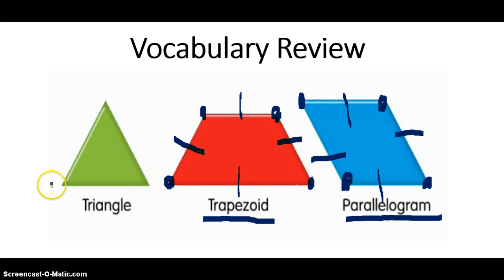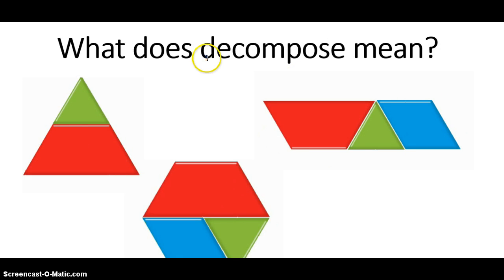Now the reason why we're going over these terms is because I want you to name the shapes by their name, but I also want you to take a look at the attributes. I want you to look at the sides and the vertices as we're looking at these shapes. So what does decompose mean? Decompose basically just means to break something up.